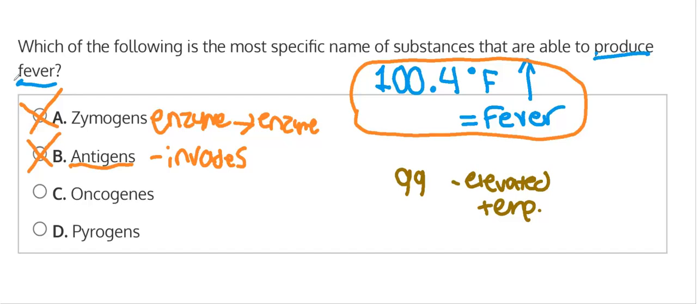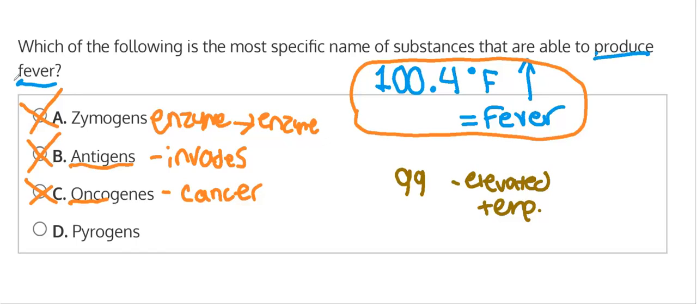Oncogene, you may remember from previous sections that this is a mutated gene that leads to the development of cancer. So if you think oncology, oncogene related to cancer. So not the specific name of the substance that produces fever. So we can eliminate option C.